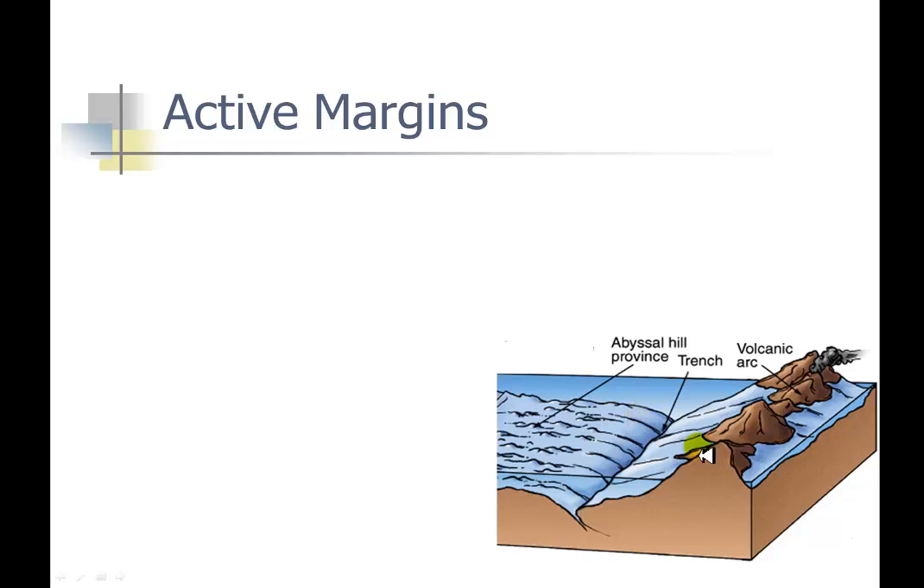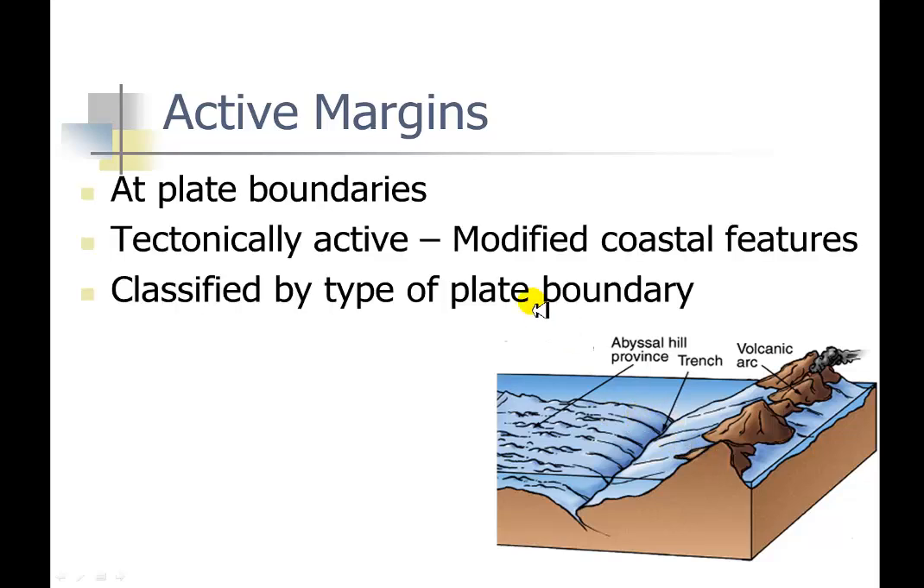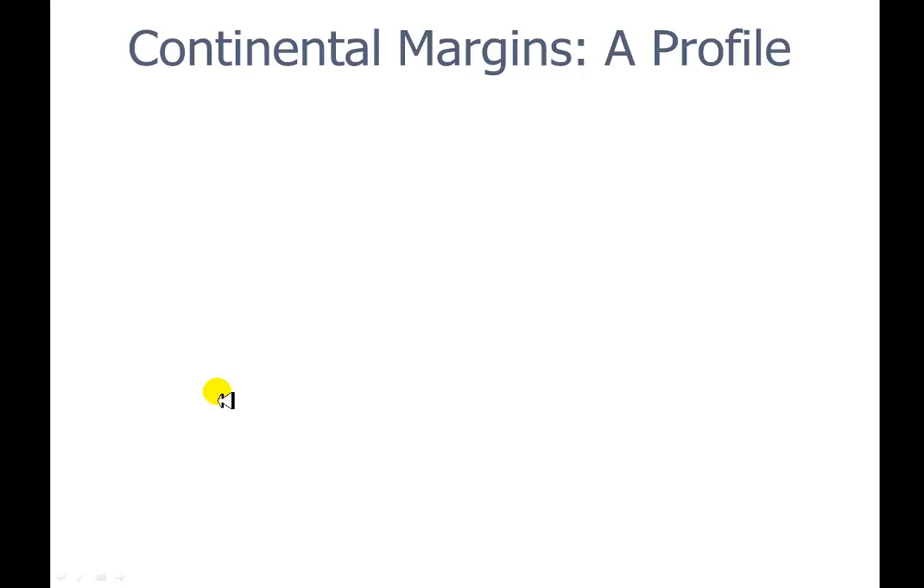Active margins, that is, it's a plate boundary, it is tectonically active, and it's a modified coast feature because we get lots of changes, and it's classified by the type of plate boundary. Remember, we can have an oceanic plate coming together like they are in this one, creating what's called an island arc, and we can actually have an oceanic continental coming together, and we can have a volcanic arc, and I'm not sure why they call that a volcanic arc.